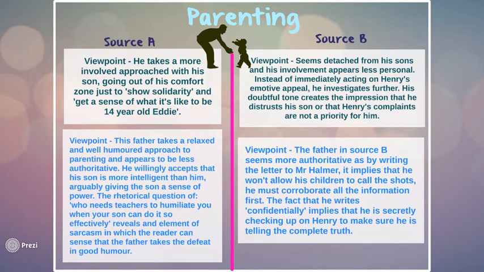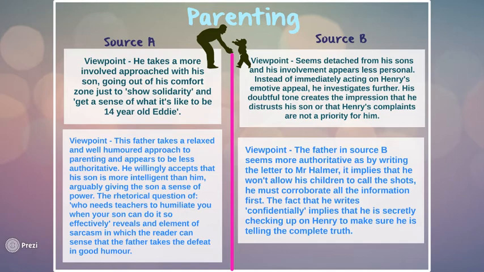Okay, so let's move on to parenting then, and the differences in their opinions on parenting and their parenting styles. For Eddie's father, he seems to take a bit more of an involved approach with his son. It's almost like he goes out of his comfort zone. We definitely get the impression that he's not very comfortable with the homework that Eddie is given. But it's almost like he tries to pull together with his son and show some solidarity, just so that he can get a sense of what it's like to be the 14-year-old Eddie. He's trying to help him and understand what he has to go through. So we get the sense he's quite involved with his son.